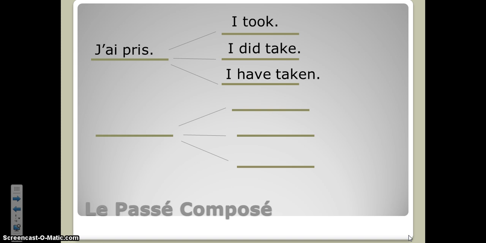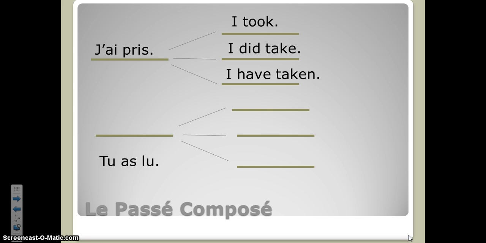Notice we're not saying I was taking. That's a whole different tense. It's the imperfect. But here we can see that in English, just like with three different present tenses, we almost have three different past tenses in English that all fall under the umbrella of this one tense in French. But I would like to point out how complicated English is. I took, I did take, I have taken. That's really confusing. Whereas in French, it's a lot more simple. Simply, j'ai pris. Two parts, same parts every time. Notice that we don't have to switch it up like we do in English.